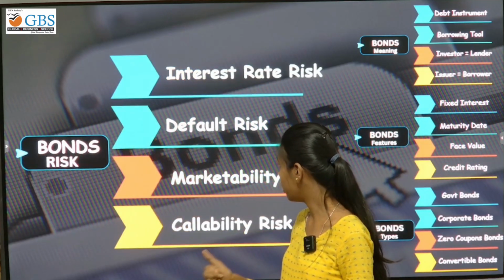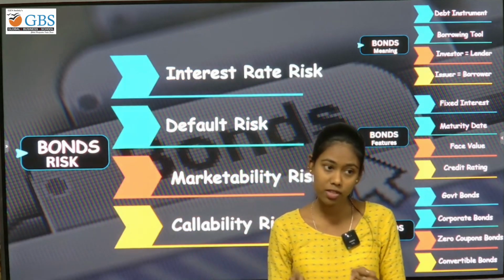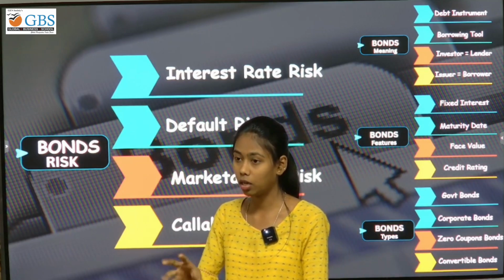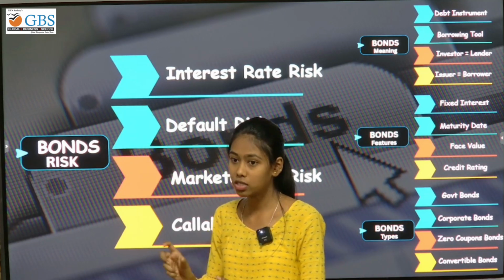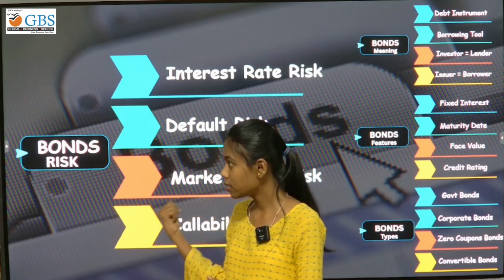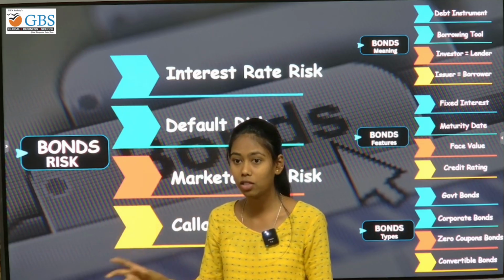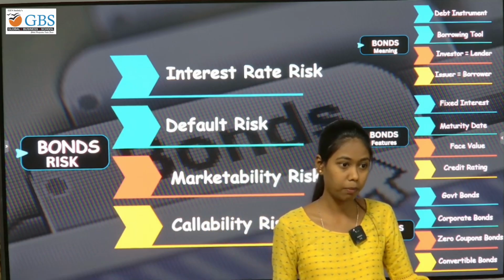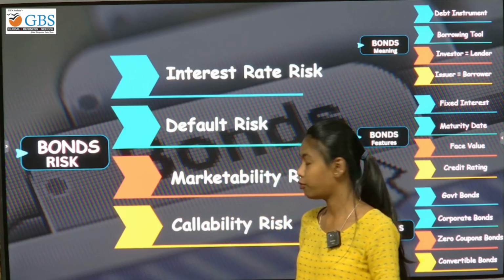The next one is bond risk. First one is interest rate risk. For example, if I am the investor, I'll buy the company or government bonds at a fixed interest rate. One more risk is that the RBI may change the interest rate, so again it will be difficult for the public. The next one is default risk.